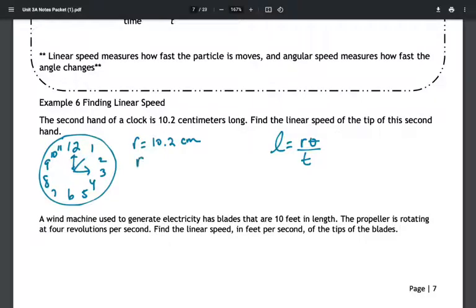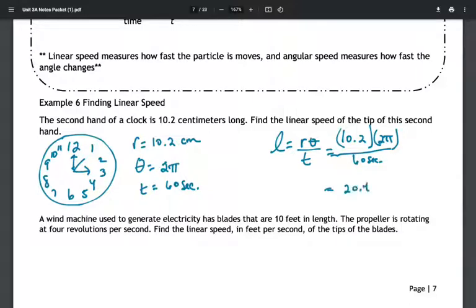So we were told our radius is 10.2. I already wrote that. And then our theta, as we go one full circle, would be 2 pi. The time it takes me to do that would be 60 seconds in this case. Okay, so plugging that in, we get 10.2 times theta, which is 2 pi, divided by 60 seconds. So 10.2 times 2 would be 20.4 pi over 60. And that would be our answer.